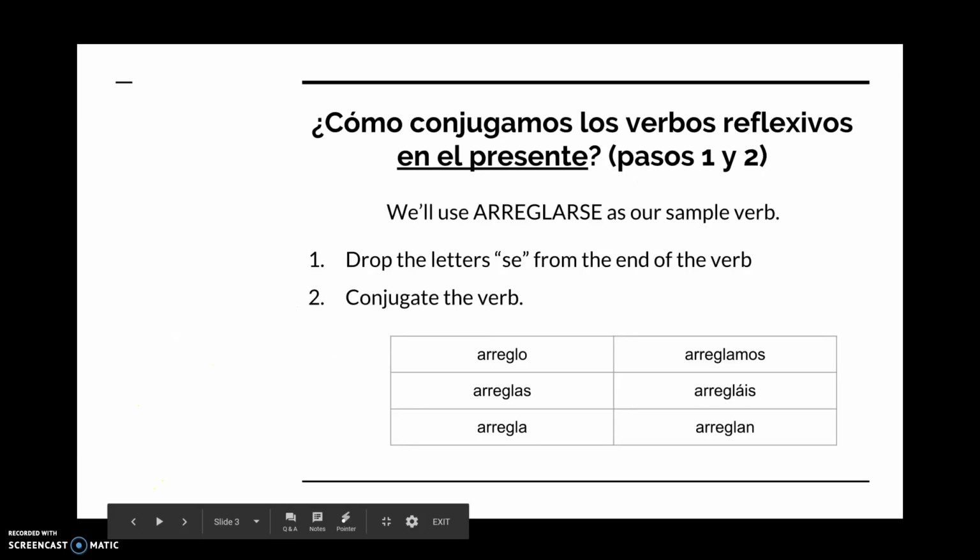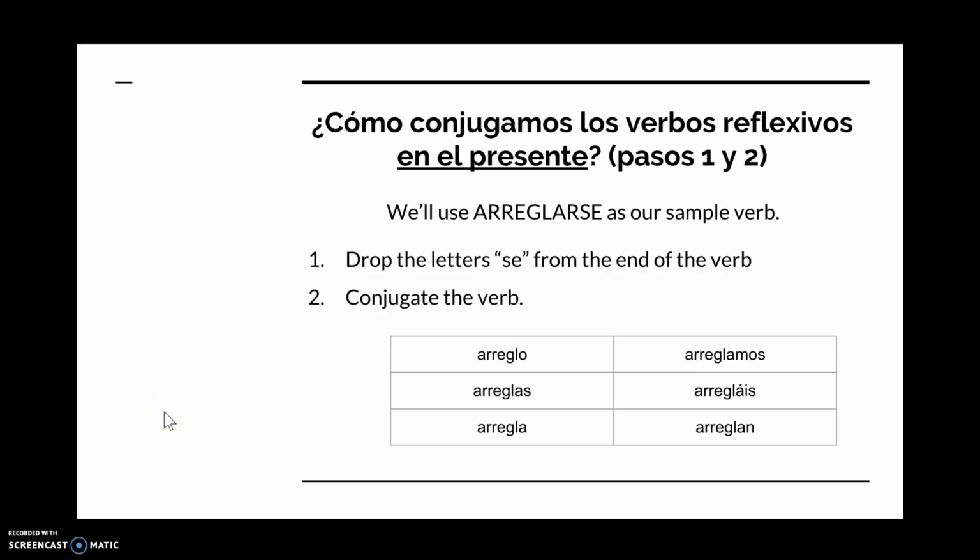So now, let's make sure that we know how to conjugate verbos reflexivos en el presente. On this slide, we have los primeros dos pasos, steps 1 and 2. And we're using the verb arreglarse, to get ready, as our sample verb. I've broken this down in steps to hopefully make it a little more user-friendly for those of us who struggle with conjugations.